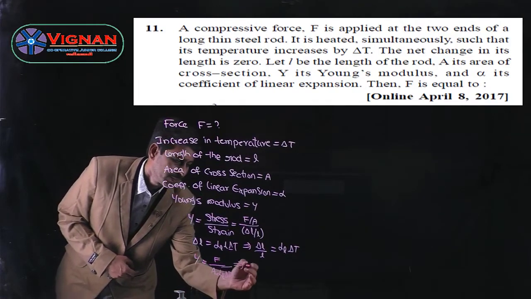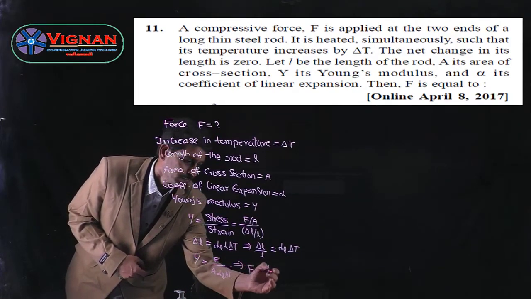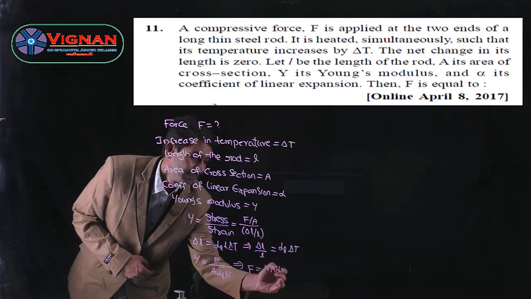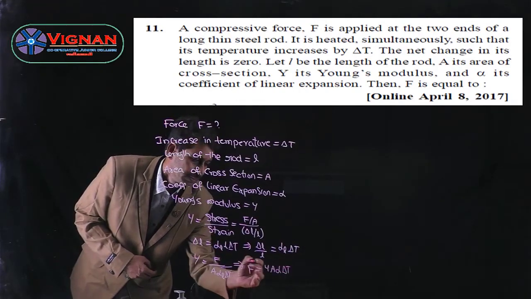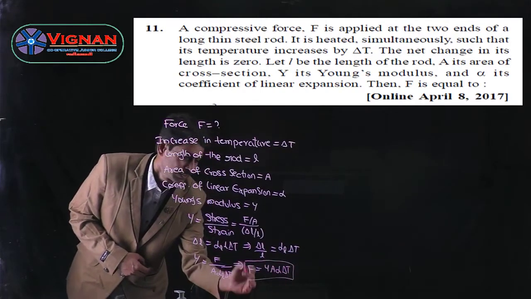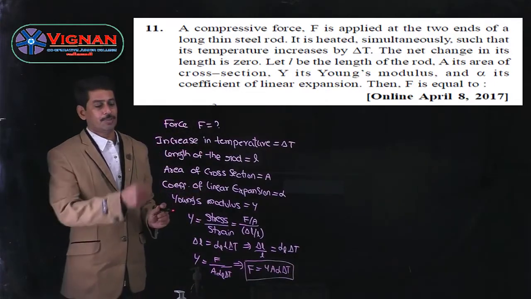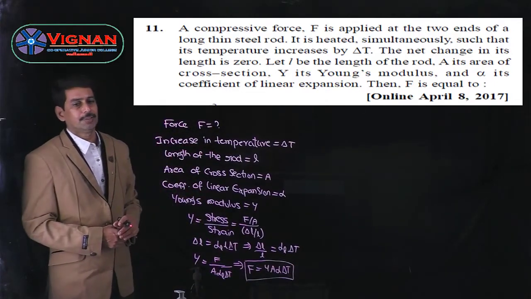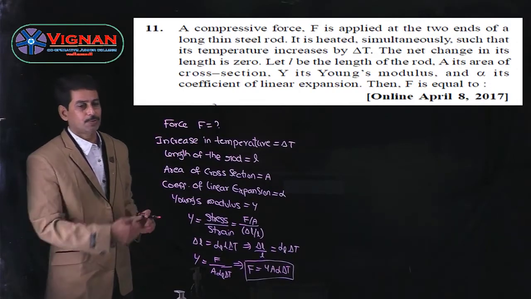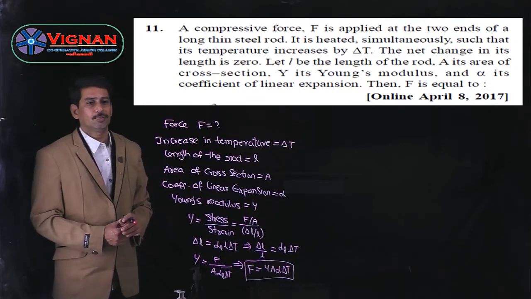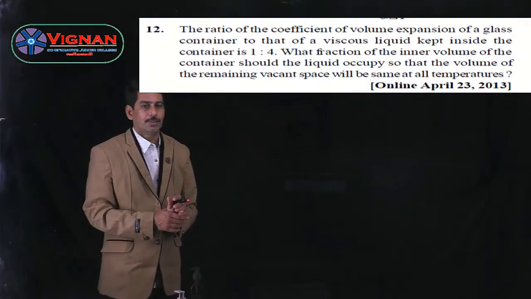From this you can find the formula for force, which is nothing but Y A alpha into delta T, because here the coefficient of linear expansion is given as alpha. So the force becomes F is equal to Y A alpha delta T. So this is the expression to find the force developed in the rod. Now see the next problem.